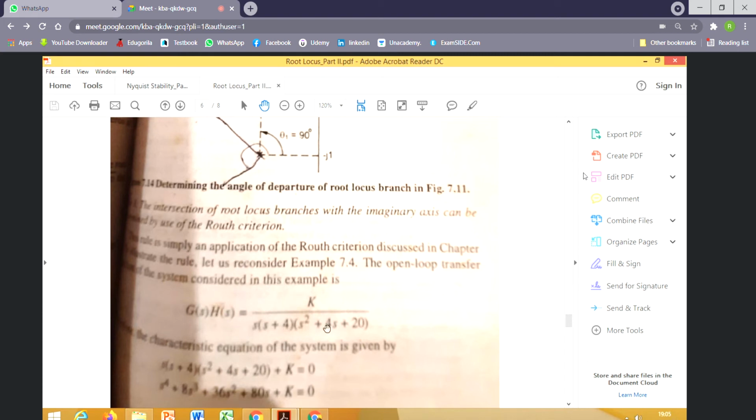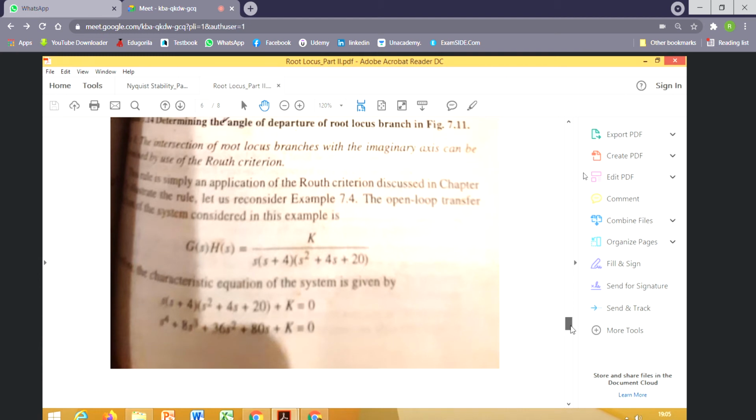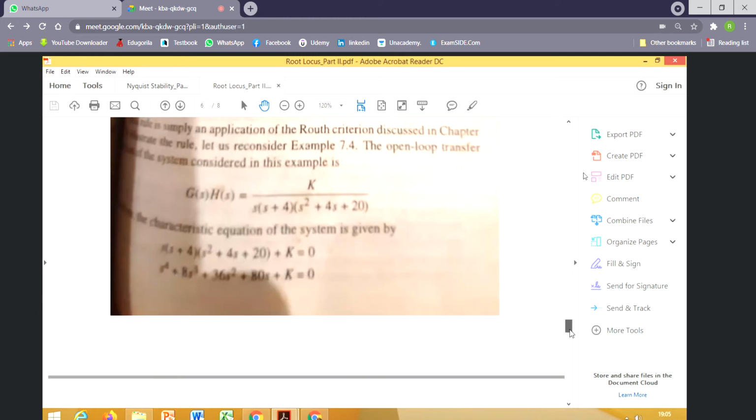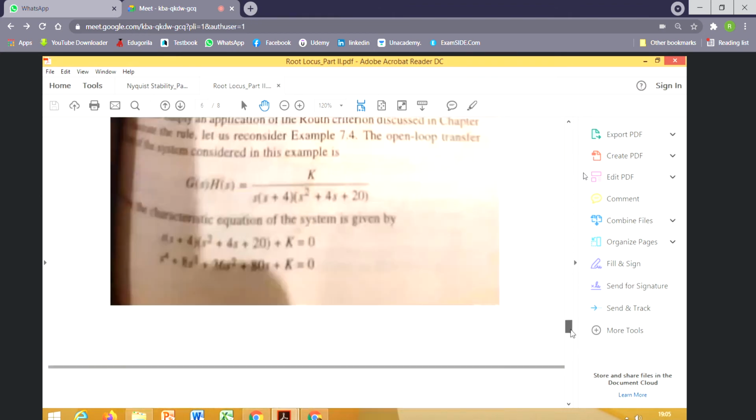So suppose this is the given open loop transfer function, G(s)H(s) is K by s into (s plus 4) into (s square plus 4s plus 20). So from this, we can form the characteristic equation. The characteristic equation will be s into (s plus 4) into (s square plus 4s plus 20) plus K. So this is our characteristic equation. Now we can apply Routh's stability criterion like this. As you can see, what are the coefficients? s to the power 4 plus 8 s cube plus 36 s square plus 80s plus K.